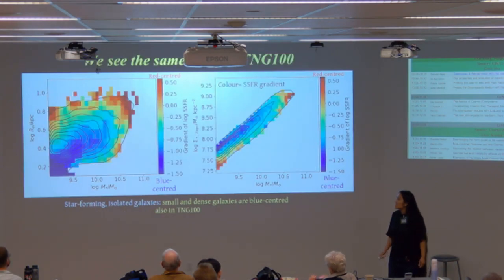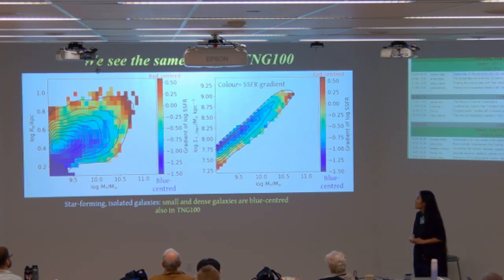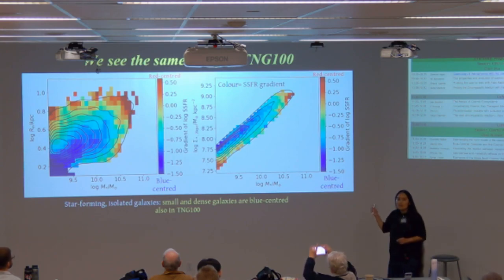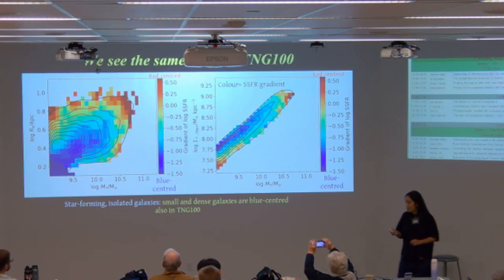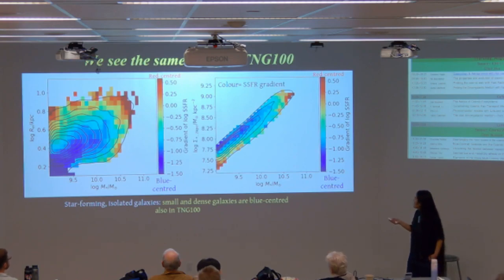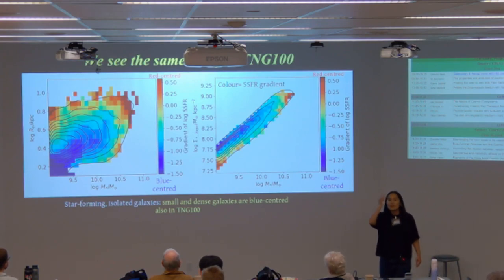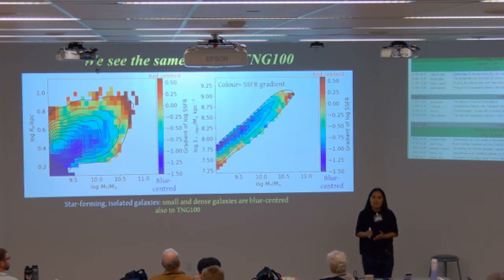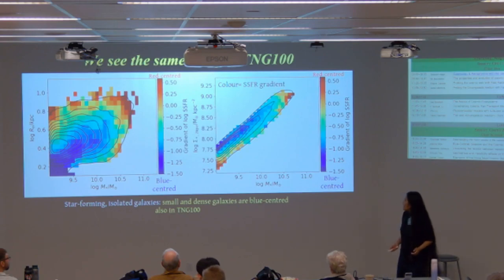So we looked in simulations to see if we see the same thing. This is TNG100 at redshift 0, isolated star-forming galaxies as well. And we see the same thing here. It's the same plots, color-coded by sSFR gradient, and blue-centered galaxies are dense, and they are also small. So we see the same thing in TNG100. This is perfect because we can track evolution in TNG100. We can find out why galaxies are the way they are.